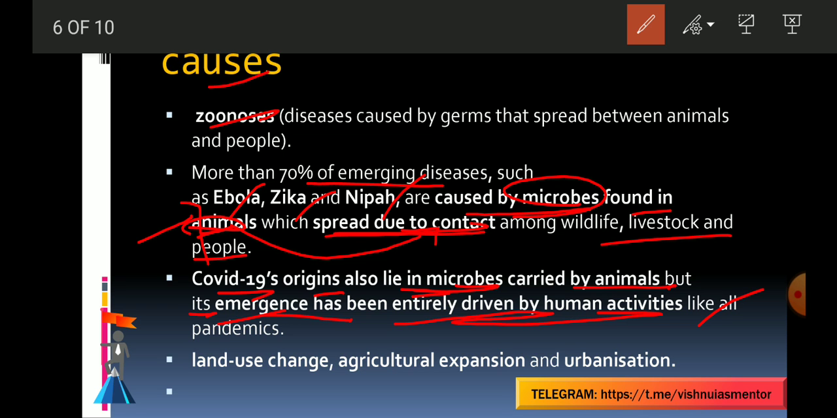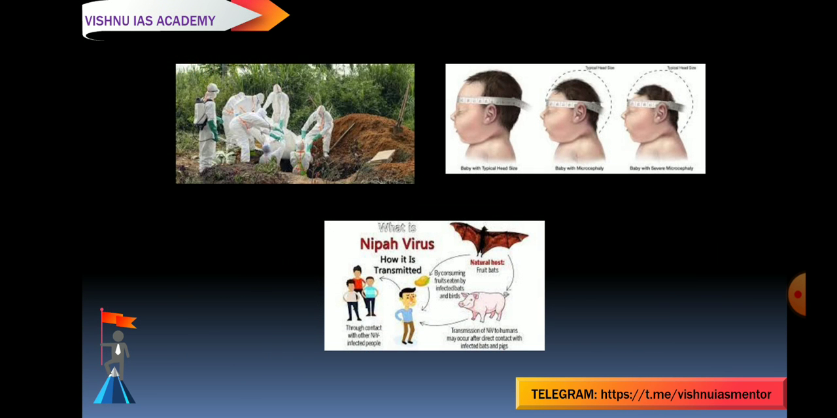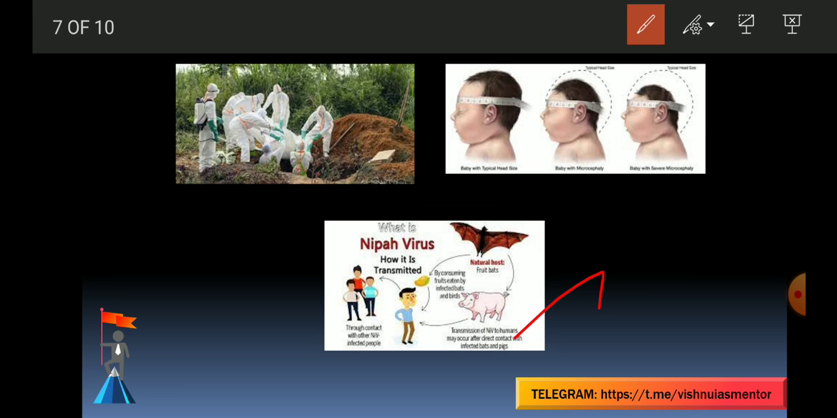Okay, and about 30% of the emerging infectious diseases are attributed to land use change, agriculture expansion and urbanization. These are the main causes. In the pictures I'm showing you, this is the Nipah virus, and this is Zika, and this is Ebola.